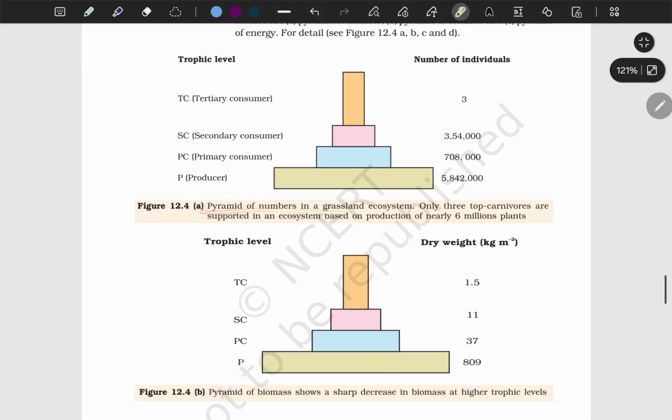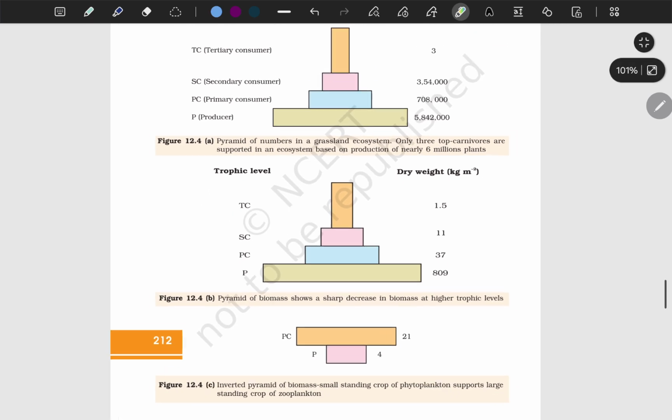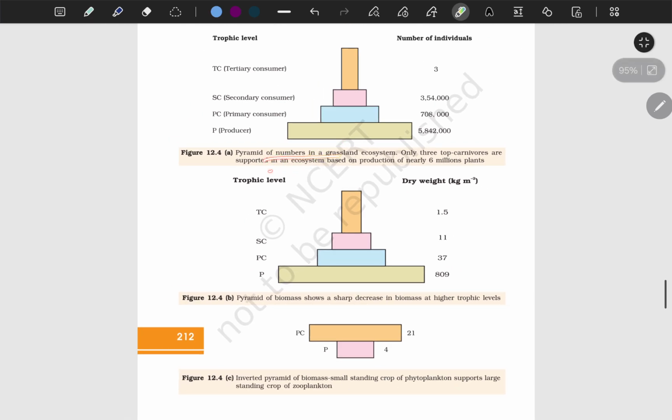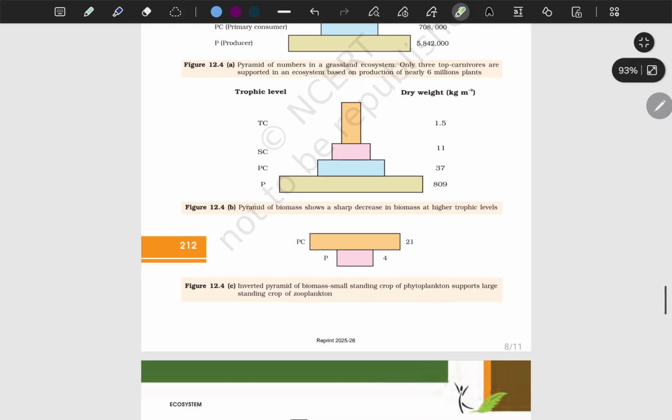So, pyramid of numbers. In a grassland ecosystem, only 3 top carnivores are supported based on the production of nearly 6 million plants. So here are nearly 6 million plants, and our base is very broad. Then the primary consumers, which are fewer than the producers. Then the secondary consumers, and the tertiary consumer. So this is the pyramidal shape of the pyramid of numbers in a grassland ecosystem.